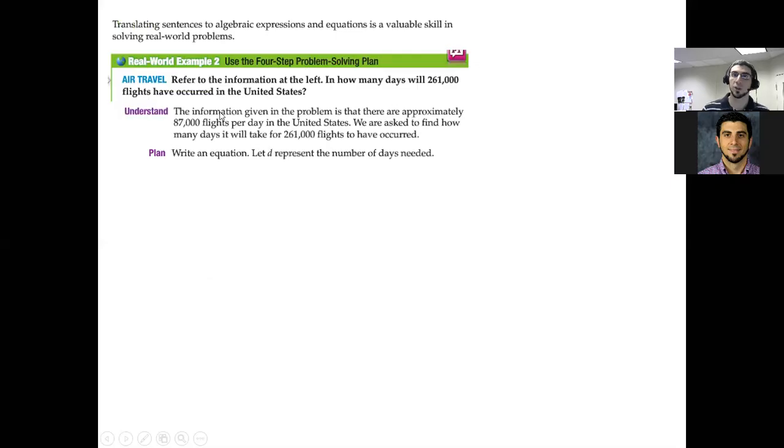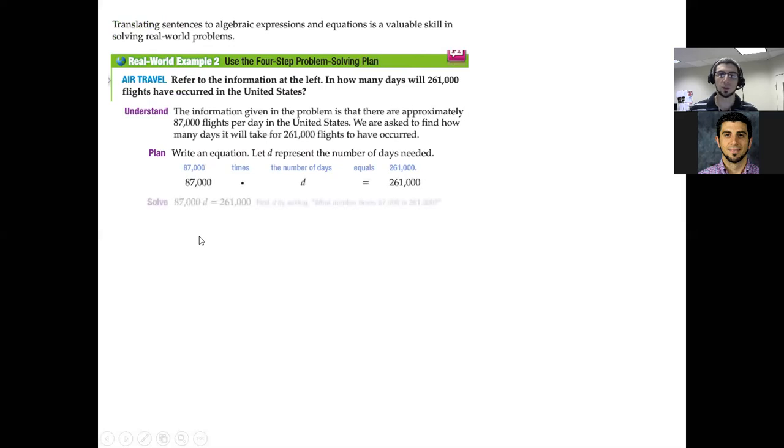The information given in the problem is that there are approximately 87,000 flights per day in the United States. We are asked to find how many days it will take for 261,000 flights to have occurred. So write an equation. Let D represent the number of days needed, because that's what the variable is. How many days, not how many flights, how many days. Even though we're talking about flights, we want to know how many days it would take. So 87,000 times the number of days equals 261,000.